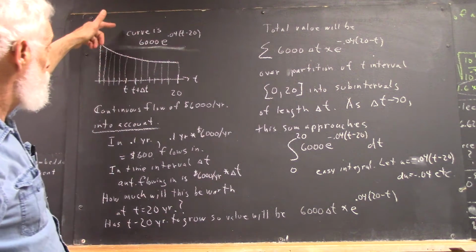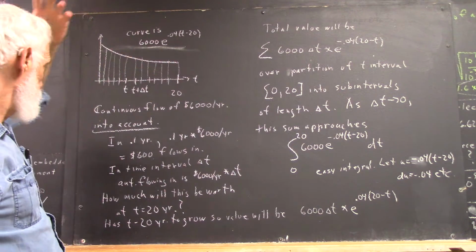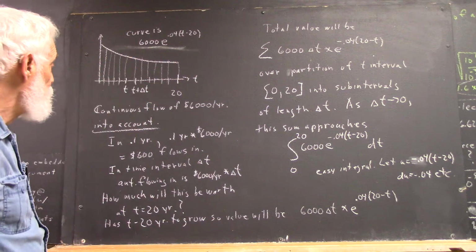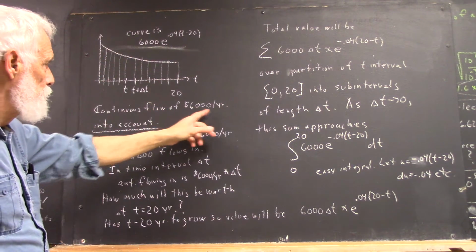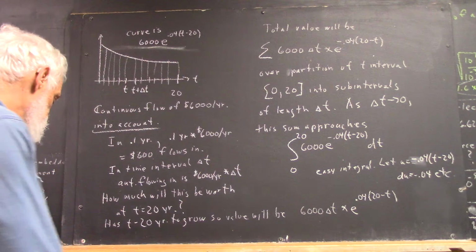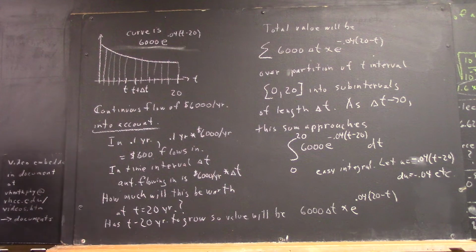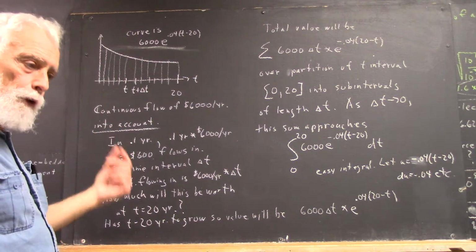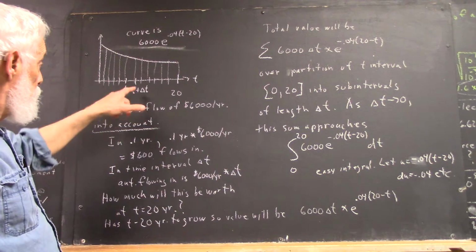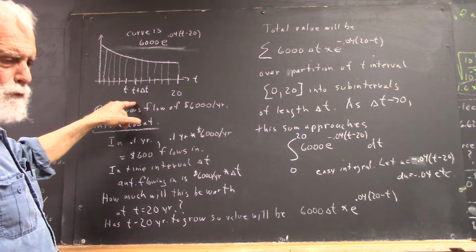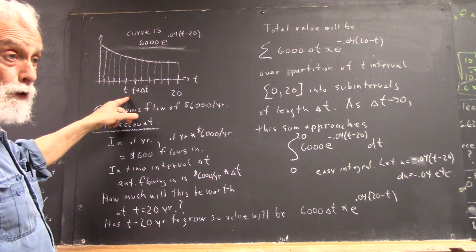Okay, our curve here, well, we didn't really start here. Let's start down here. We assume a continuous flow of $6,000 per year into our account. Then we ask ourselves how much money flows in during a given time interval. In order to calculate how much money flows into the account during any time interval from t to t plus delta t, we want to start with knowing how much money has flowed in.